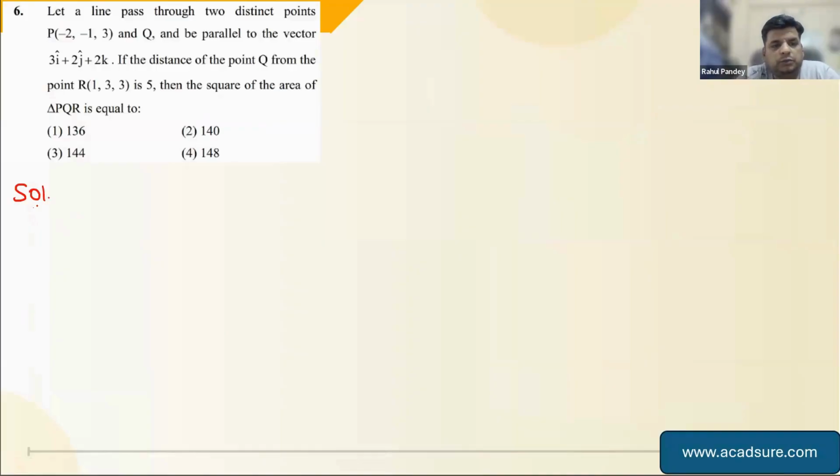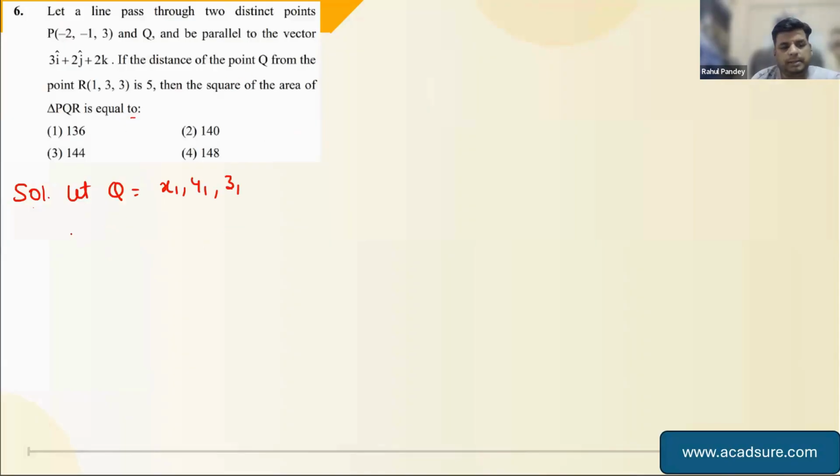Let a line pass through two distinct points P(-2, -1, 3) and Q, and be parallel to the vector 3i + 2j + 2k. If the distance of the point Q from the point R(1, 3, 3) is 5, then the square of the area of triangle PQR is equal to? Okay, let Q be equal to (x1, y1, z1).